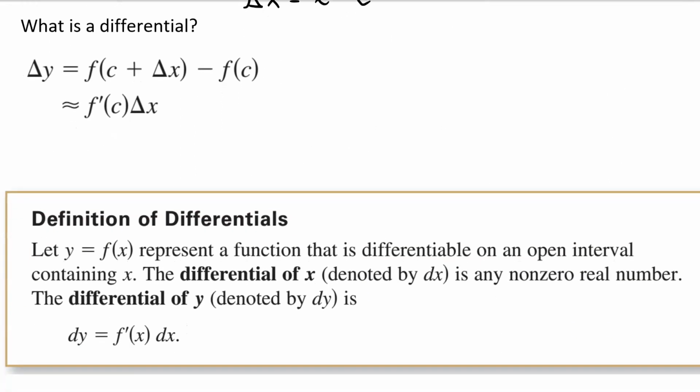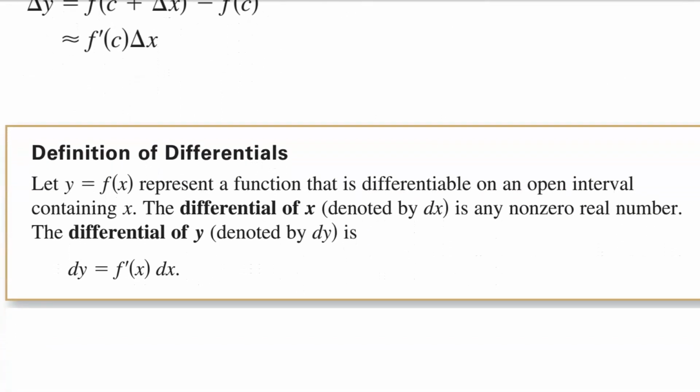So we've got a definition here. Let y be the function f of x and let it be differentiable on our interval. That means we can take the derivative. The differential of x, then, dx, is any non-zero real number, and the differential of y is denoted by dy. So our differential then is dy equals f prime times dx.